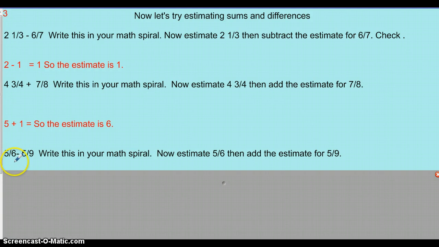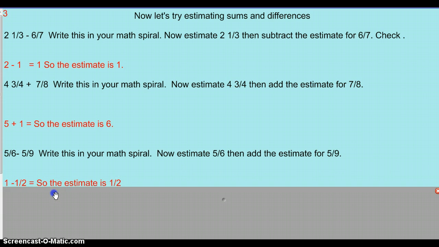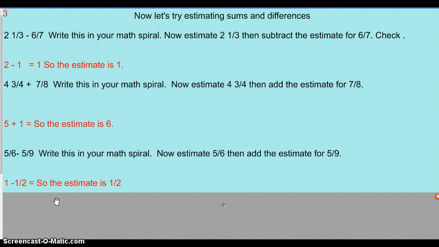Okay, 5/6, 6/6 is 1, so this will be about 1, minus 4.5/9 is half, so that's really close to half, so I'm going to say 1 minus a half. And 1 minus a half would give me a half, so the estimate is 1/2.